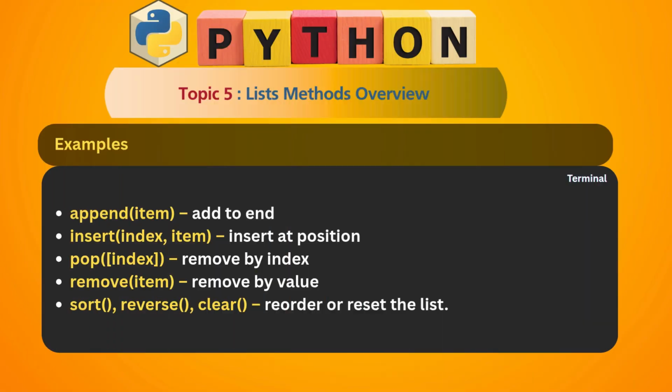In this example: append, insert, pop, remove, sort, reverse, clear. These are the commands. Append adds to the end. Insert at a position: you have to give the index value, then that position will be filled. Pop with no index removes the last one. Pop, if you give an index value, the value at that index will be removed. Remove item removes by value.